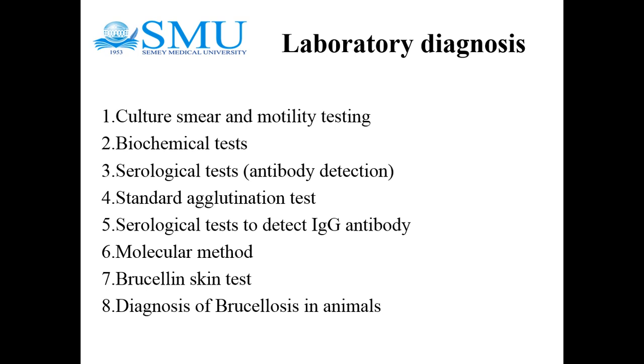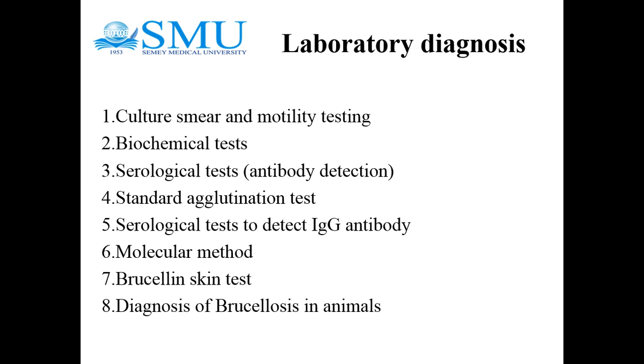Laboratory diagnostic methods. First is culture, smear and motility testing, and the biochemical tests we use. Then the serological tests: antibody detection, the standard agglutination test, and the serological test to detect immunoglobulin G antibody. Then the molecular method, the brucellin skin test, and diagnosis of brucellosis in animals.